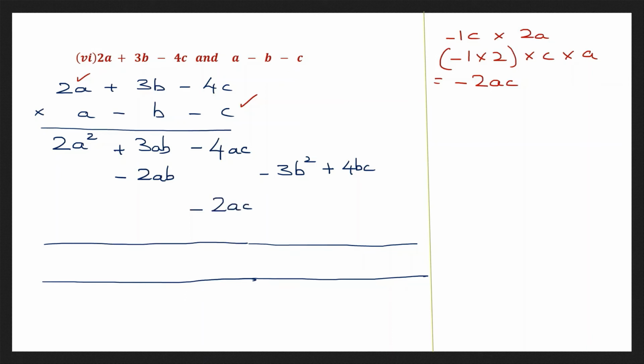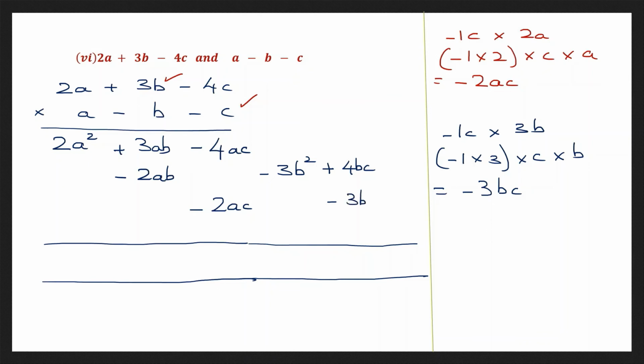Now we have to take c and 3b. So let's multiply minus c into 3b. So the numbers are minus 1 into 3 into c. There's 1c and there is 1b. So minus into plus is minus. 1 3s are 3. cb, I'll rearrange and write bc. Now do we have a bc somewhere? Yes, we have. So let's write minus 3bc.